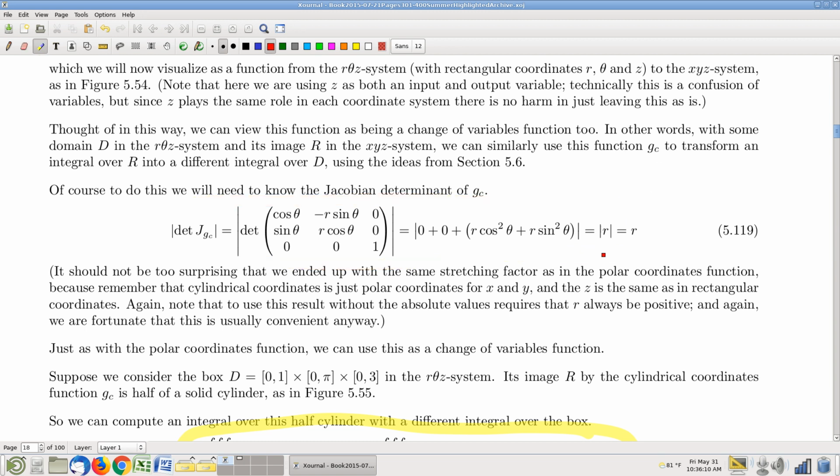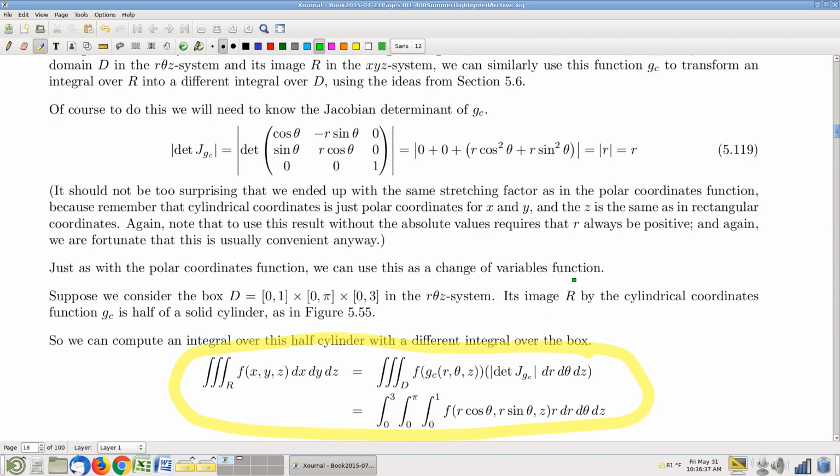You can go through and compute your stretching factor. No surprise, cylindrical coordinates is kind of, remember how we were talking about it, sort of polar coordinates in R3. Right? And so no surprise, the calculation looks a lot like that older calculation. You do get absolute value of r again. Again, always promise to use r positive, at which point it's just r.